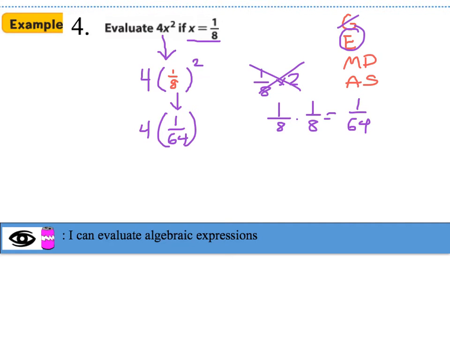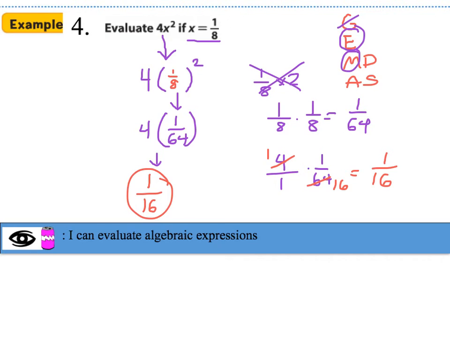So now I do have multiplication. So I'm going to circle multiplication. I'm going to multiply these two. 4/1 multiplied by 1/64. You can make your life a little easier by cross-canceling. So 4 goes into 4 once. 4 goes into 64 16 times. So my answer becomes 1/16. So the simplified form of this answer is 1/16.